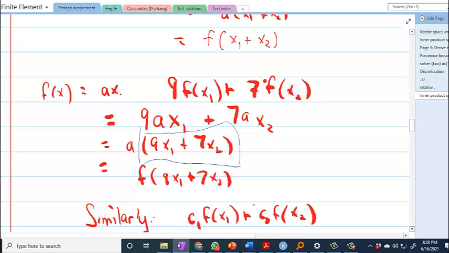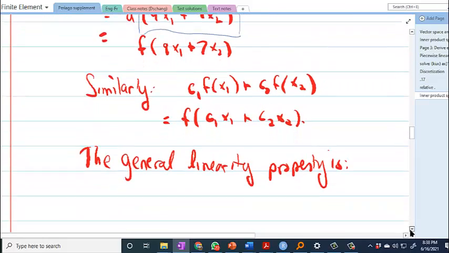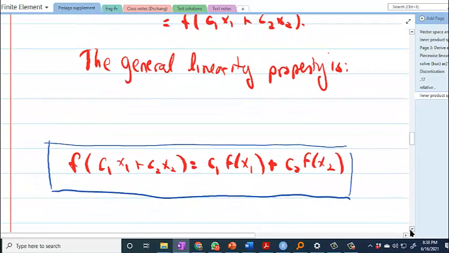Okay. And we found in general that if we take c1 times f of x1 plus c2 times f of x2, which we have right here, and we use substitution, we get f of c1 x1 plus c2 x2. Right. In fact, this is the general linear property. That's what it means to be a linear function.